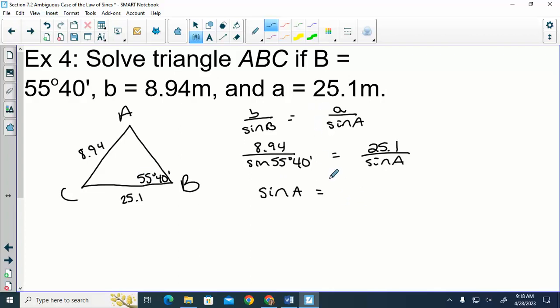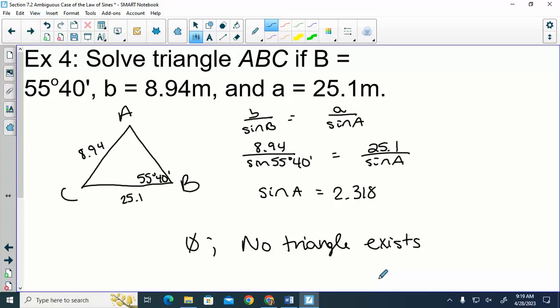For sine A, what'd you get sine A to equal? 2.3276. Got 2.318. Yeah, I rounded up. But either way, we see this is bigger than 1, so we know right now there's no solution. There is no triangle.